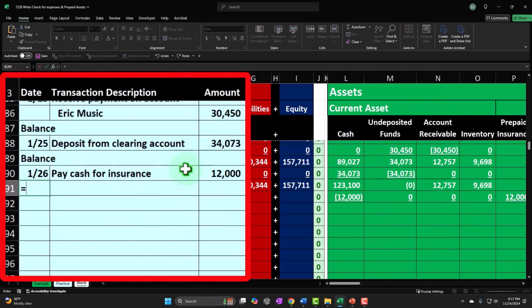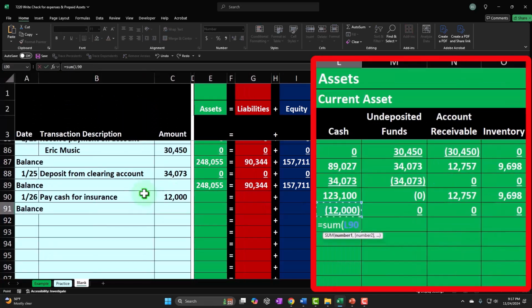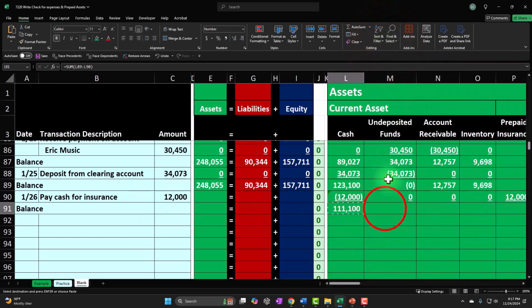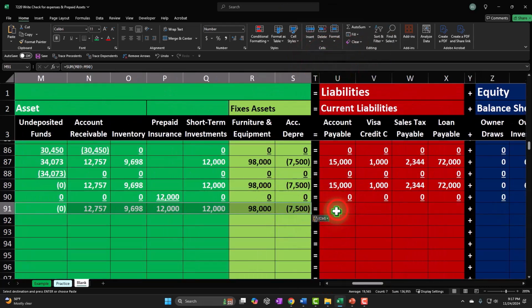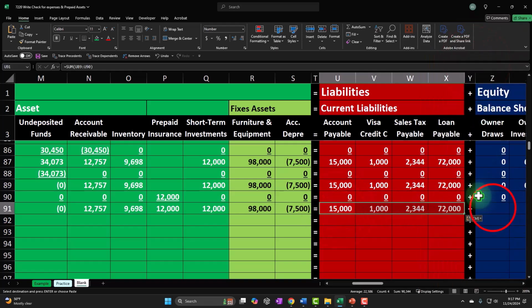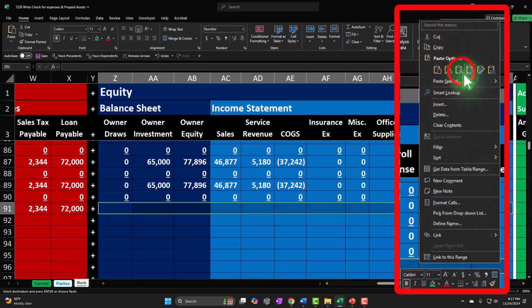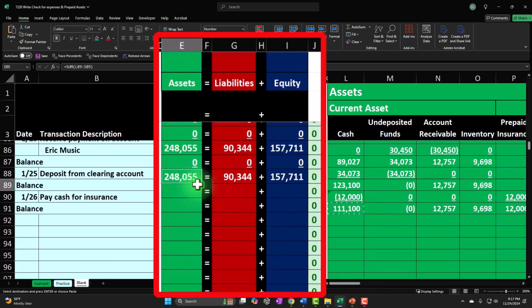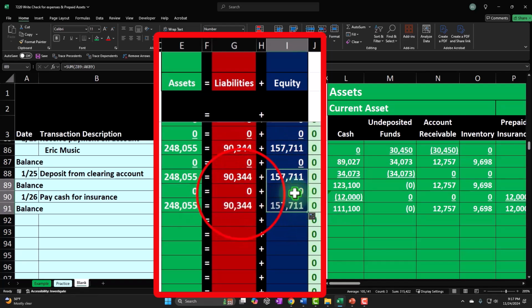Let's bring down the balance. We'll sum this up. Equals the sum of the prior balance and the current activity. We're going to copy that, paste it across, just the formulas only, and okay. Let's go back on over. Let's bring down the balances. We'll put an underline.